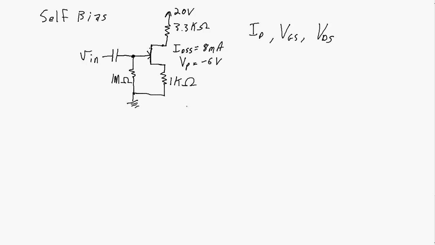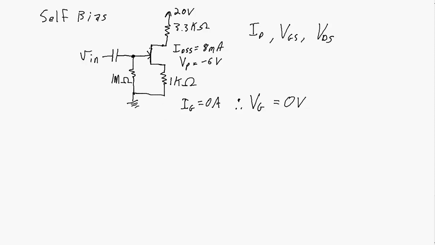So some things we know about this circuit. We know that the current into the gate is equal to 0 amps. There's no current going into there. Therefore, the voltage at the gate is 0 volts. We've got this 1 mega ohm resistor connected here to ground, so we know our gate's at 0 volts.